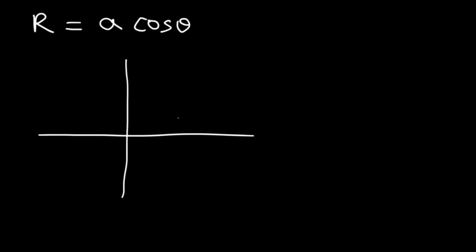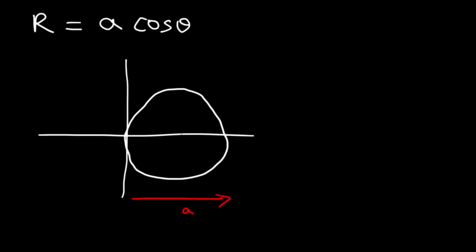Now, if a is positive, this is going to be a circle directed towards the right. Now, granted, my circle is not perfect, so bear with me. A is basically the diameter of the circle. And this is going to be the center of the circle, so if you go up to find this point here, it's half of A.